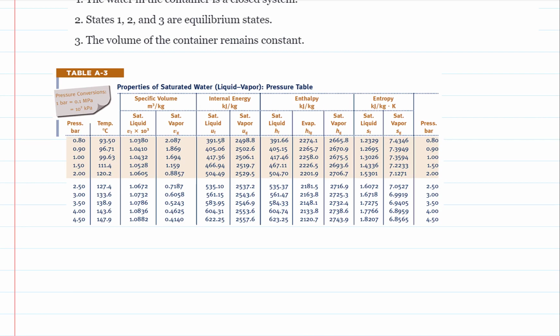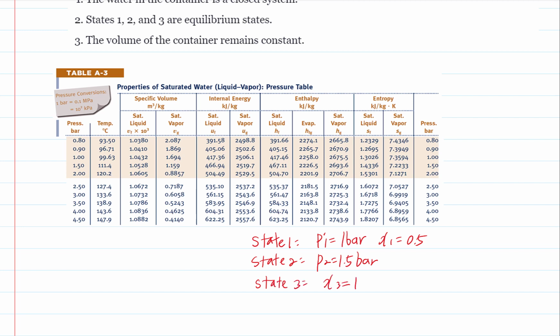Let's write out what is known. State 1, pressure is 1 bar. Quality is 0.5. At state 2, pressure is 1.5 bar. And state 3, quality is 1. We also know that since the volume is fixed and it's a closed system, V1, V2, and V3 are all the same.